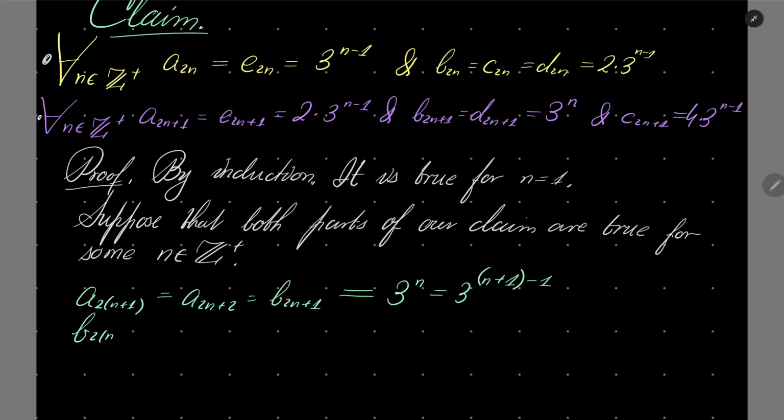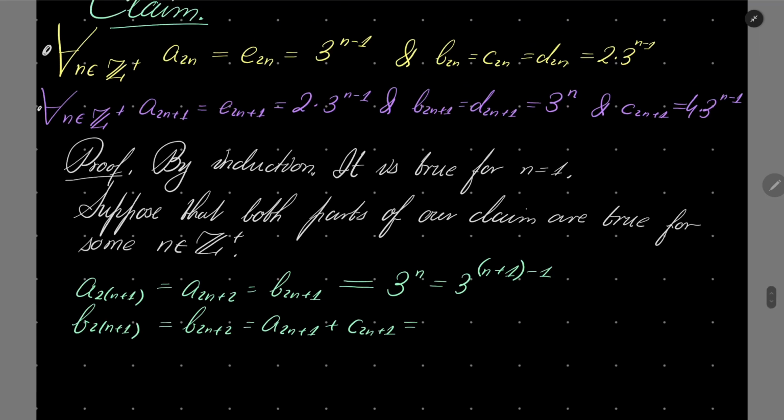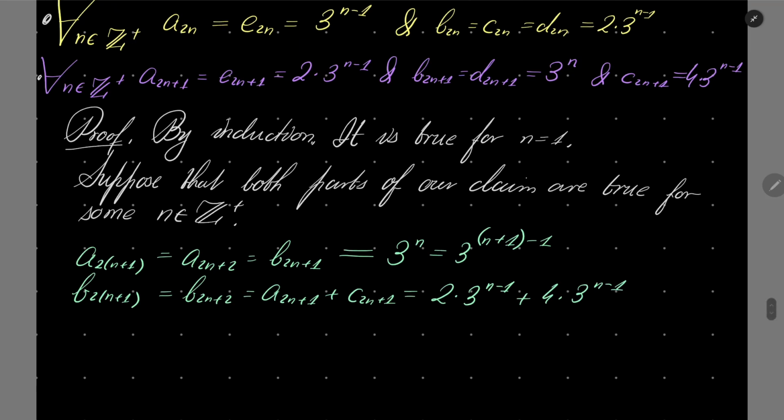What about b to n plus 1? By our recursion, b to n plus 2, it's a to n plus 1 plus c to n plus 1. And by our inductive assumption, a to n plus 1 is 2 times 3 to the power n minus 1, and c to n plus 1, it's 4 times 3 to the power n minus 1, and that can be written as, we have 2 plus 4 is 6, but 6 is 2 times 3, so it's 2 times 3 to the power of n, but power of n can be written as n plus 1 minus 1.